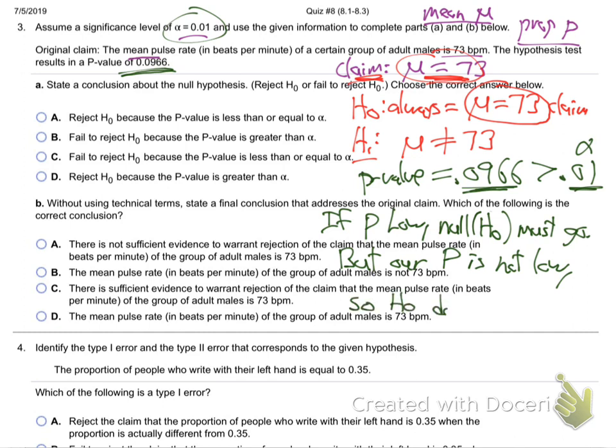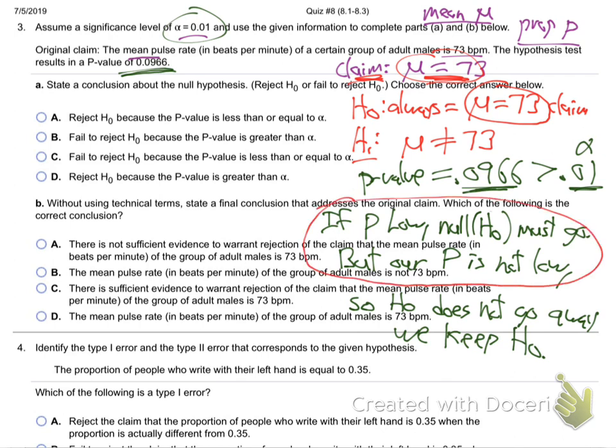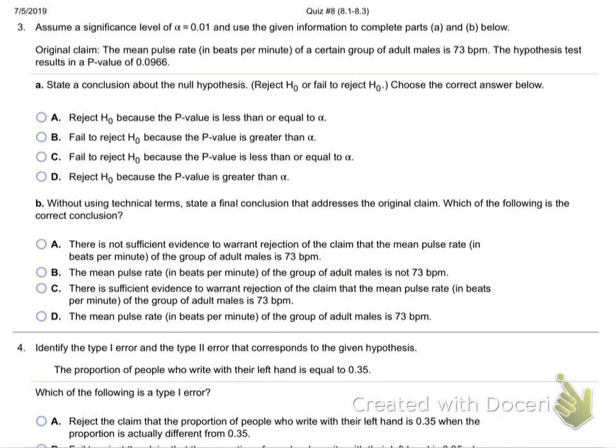So H0 does not go away. We keep H0. Are you understanding how this works? It's going to be the same kind of thing every time, small variations. So there's the key statement: if the p is low, the null must go. Okay, so here we are looking at number 3.